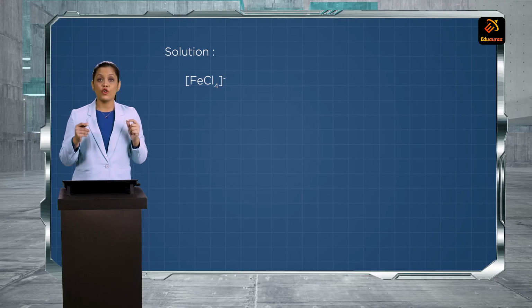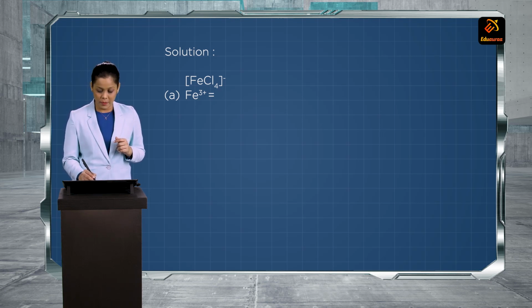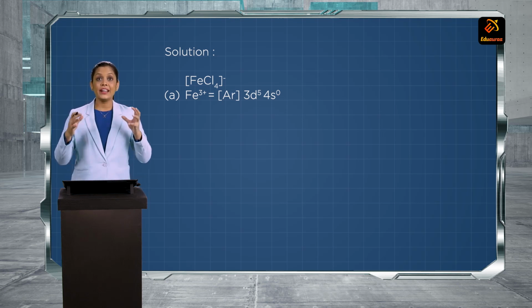Now students, in order for us to get the correct answers, let's solve these complexes. The first complex, which is FeCl4-, has Fe in +3 oxidation state. So the configuration of Fe in +3 will be argon 3d5 4s0. As you can see, 3d5 means 5 unpaired electrons in the 3d orbital.